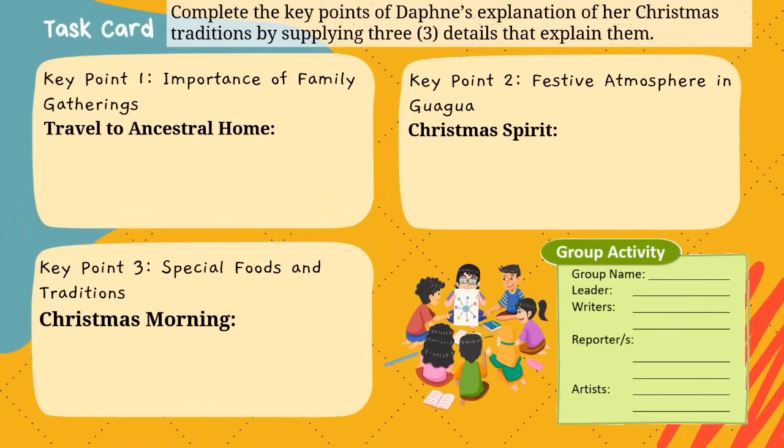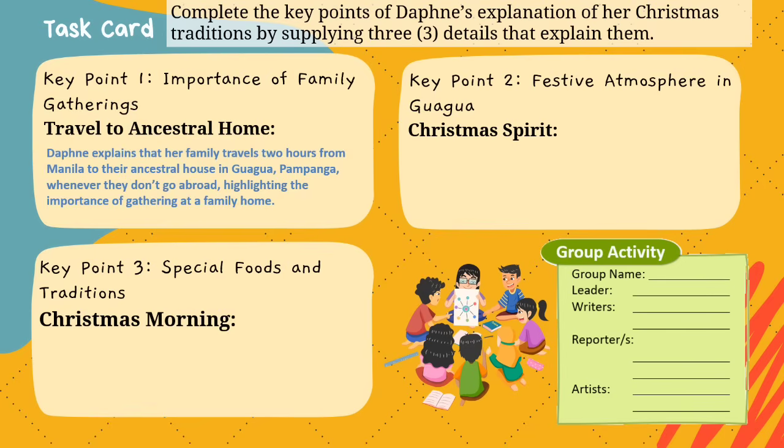Now, let me share with you the possible answers to the questions. For key point 1, importance of family gatherings, we have here travel to ancestral home. Daphne explains that her family travels 2 hours from Manila to their ancestral house in Guagua, Pampanga, whenever they don't go abroad, highlighting the importance of gathering at a family home.